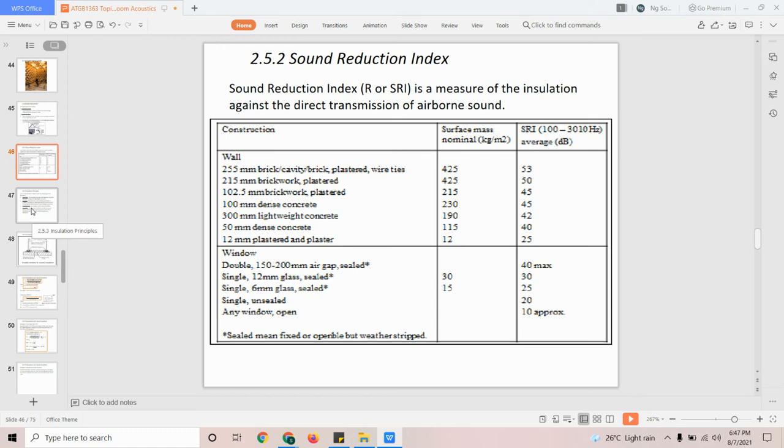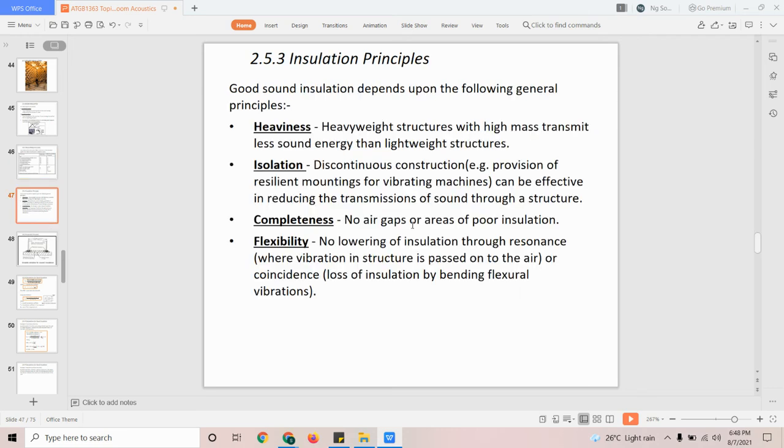If you have different layers of material between you and the source of sound, then the energy required to go through all these layers will be very high, because the energy needs to be converted from air to solid, to air, to solid again, and then to air. So this isolation, or discontinuity of the construction, is very effective in reducing the transmission of sound.